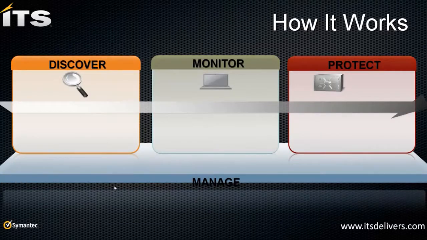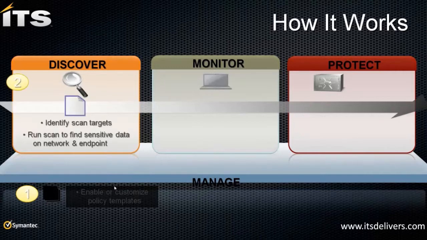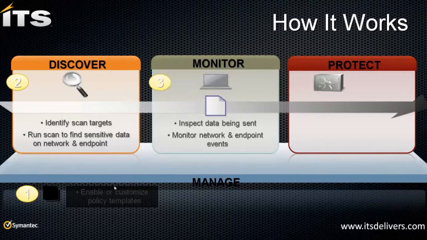So discover, we're going to talk about network discover, right? The first problem is I need to enable or customize or define what confidential data is. So what is confidential data? Then we're going to run our scan targets. Okay, we're going to find sensitive data on the network and on the endpoint. Awesome, great. We have all of this confidential data. Well, hopefully not, but unfortunately we do.